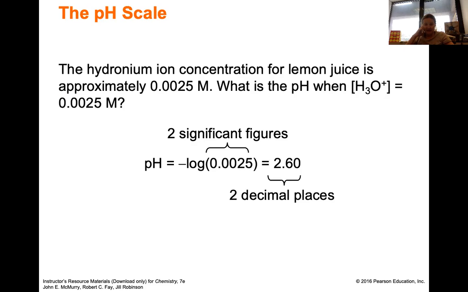So this tells you that lemon juice has a hydronium ion concentration of 0.0025 molar, and they want us to calculate the pH. So 0.0025 molar has 2 sig figs. Remember, those zeros aren't significant. When you take the log, you end up with 3, because the 2 significant figures are how many significant figures you'll have to the right of the decimal place. And the 2 in the 2.60 is considered an exact number. So that's the base 10 that you're looking at.